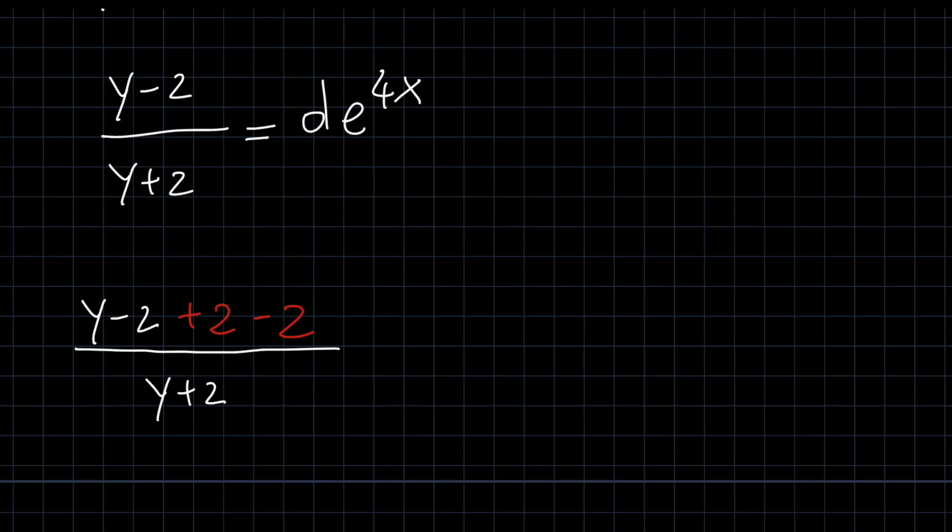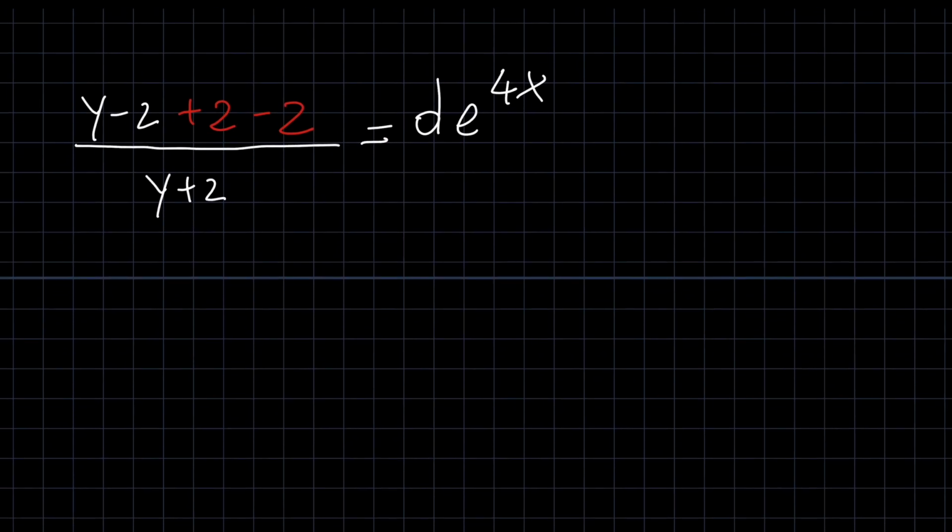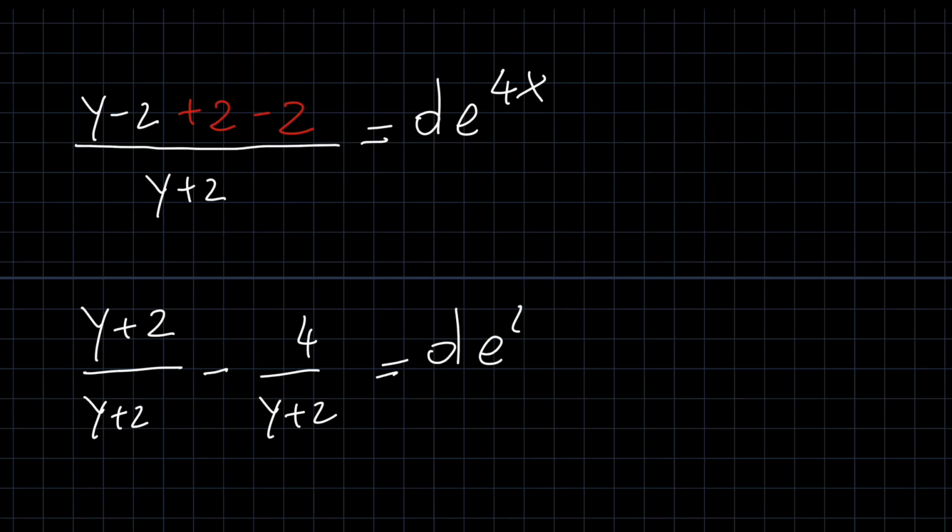And why do I do this? Because now I'm adding and subtracting 2, the same number, so this is 0, okay? So I didn't change anything in the expression, but it's going to be helpful in a second. So the right hand side stays the same. It's going to be d e to the 4x. And now what I'm going to do, I'm going to rewrite the numerator in the following way: y plus 2 minus the y over y plus 2 minus 4 over y plus 2 equal to d e to the 4x.